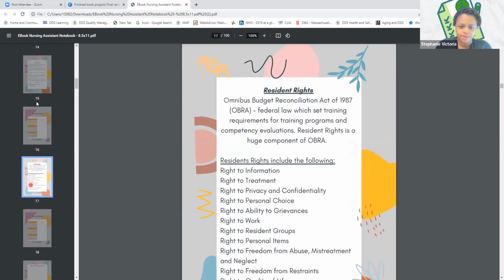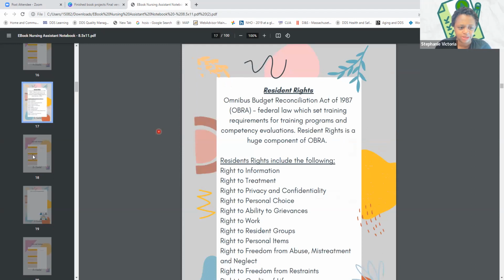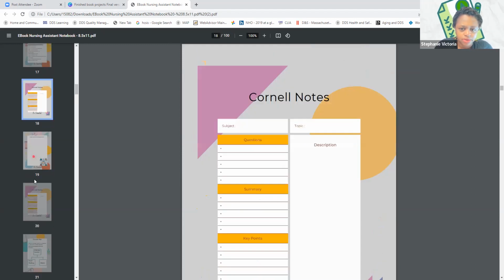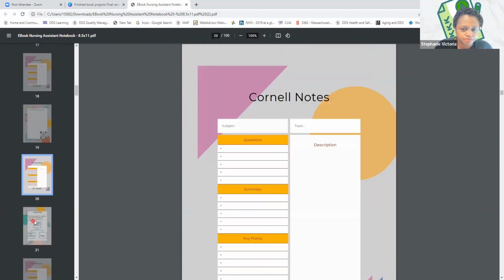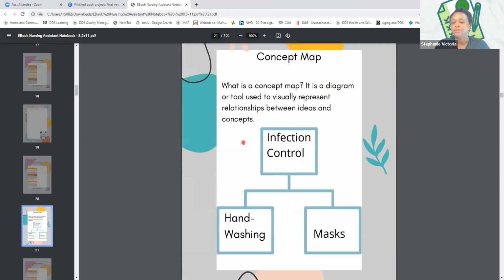And so I want to get to concepts here. And you have some things, residence rights, Cornell notes, you have blank notes. Okay, let's get into what a concept map is before we talk about the concepts, okay? And then we're going to start to do concept maps for the 6 most important concepts. And then I'm going to start them out.